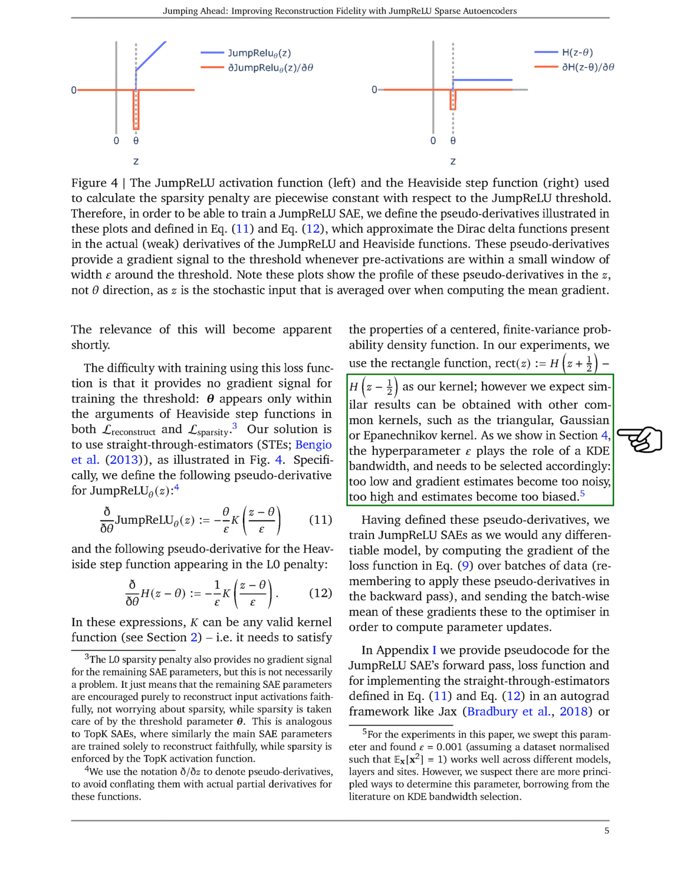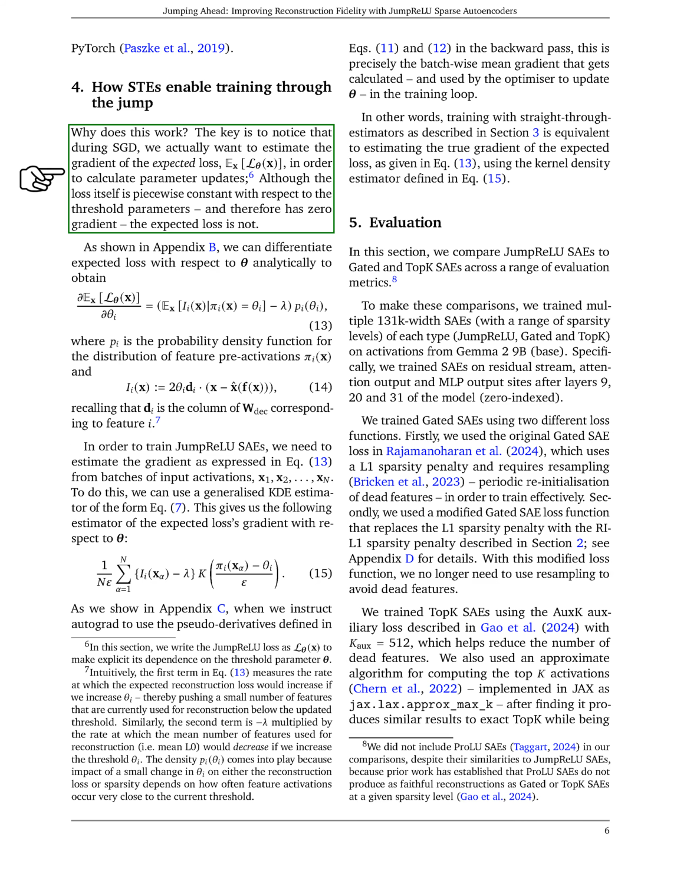Section: How STEs enable training through the jump. In this section, we explore how straight-through estimators, STEs, facilitate training through the jump mechanism. We begin by understanding why this approach is effective. During stochastic gradient descent, SGD, our goal is to estimate the gradient of the expected loss, which helps us calculate updates for our parameters. Although the actual loss is piecewise constant concerning the threshold parameters, resulting in a zero gradient, the expected loss behaves differently.